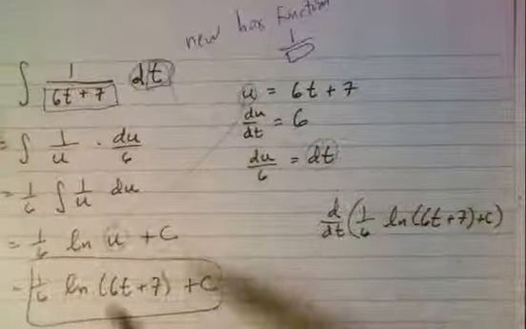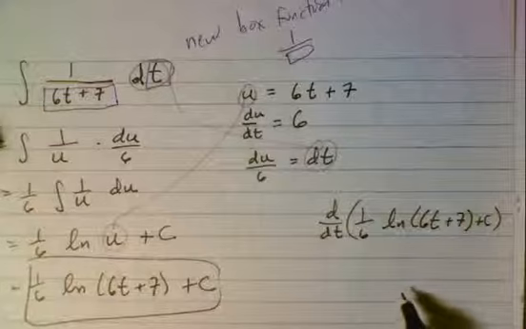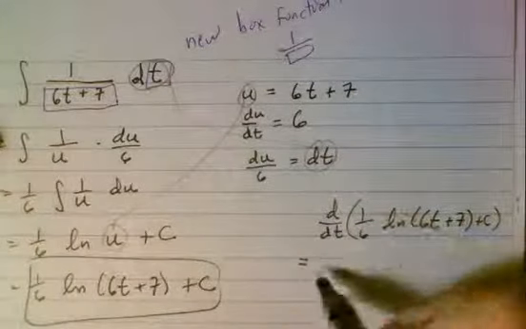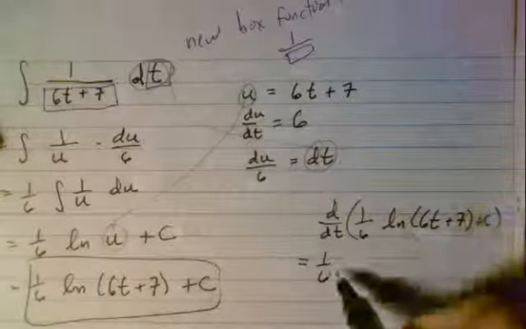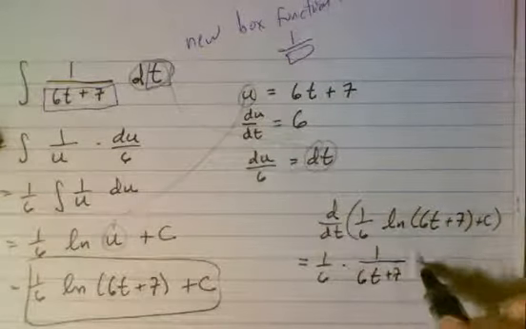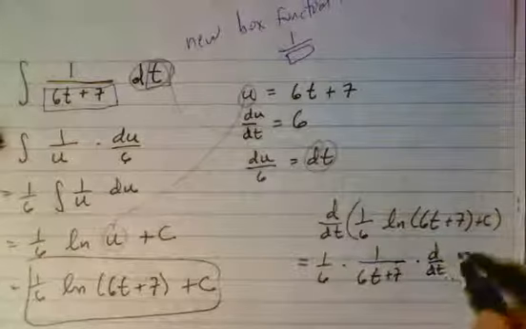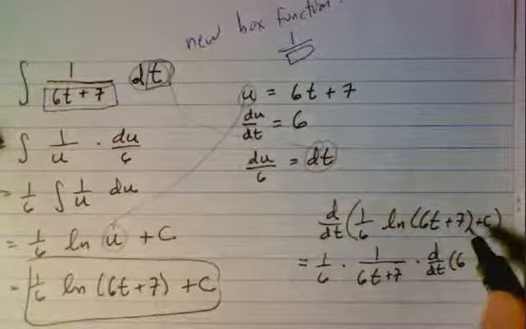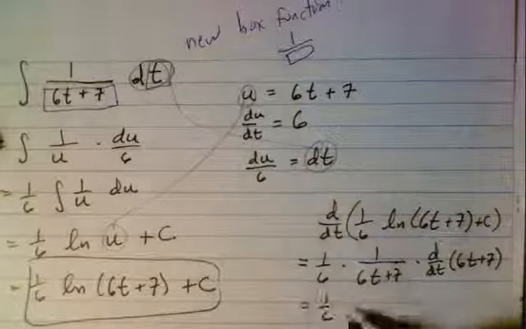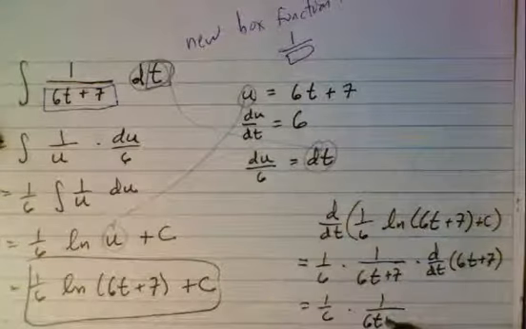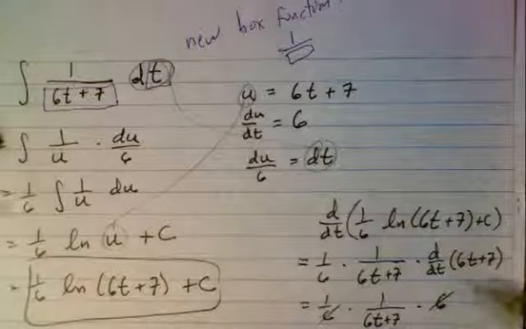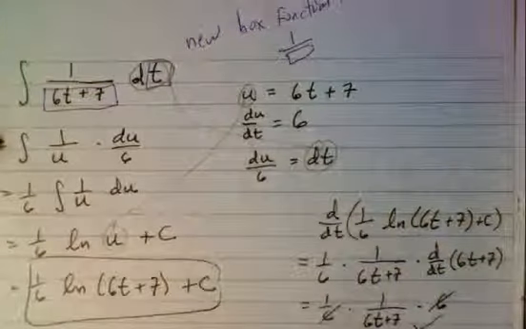if you got it wrong going this way, chances are you'll get it wrong going this way too. And then you just end up making the same mistake twice, basically. So we've got 1/6 along for the ride. The derivative of natural log is 1 over whatever it is. And then we have to multiply it by the derivative of whatever was inside the natural log. So we have 1/6 times 1 over 6t plus 7. Derivative of 6t is just 6. And there we go. We're back where we started.